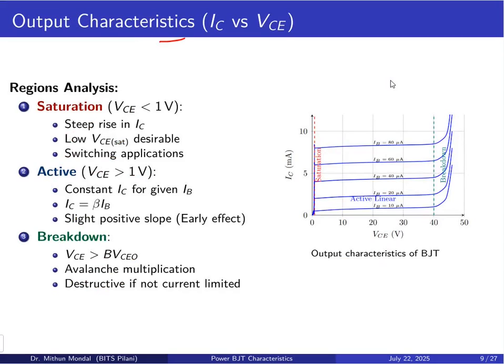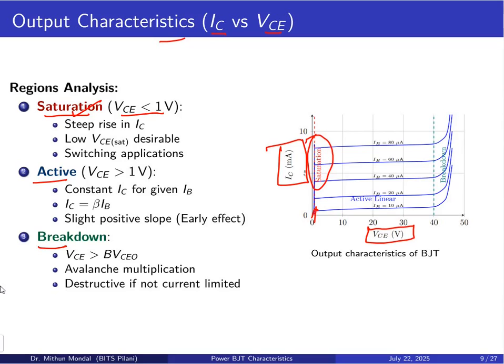The output characteristic is basically the relationship between the collector current and collector to emitter voltage. So here you have on the x-axis collector to emitter voltage, on the y-axis you have the collector current, and the regions of analysis are divided into three important regions. One is the saturation region, second is the active region, and third is the breakdown region. In the saturation region, you will be having the collector to emitter voltage less than 1 volt. So here you can see it is just starting, and less than 1 volt you are having the saturation region.